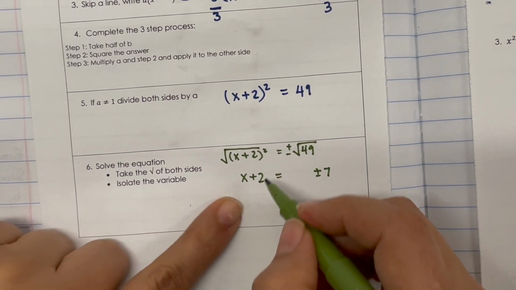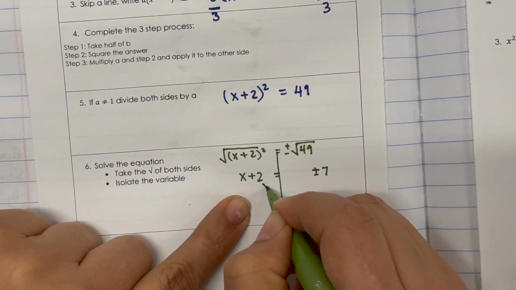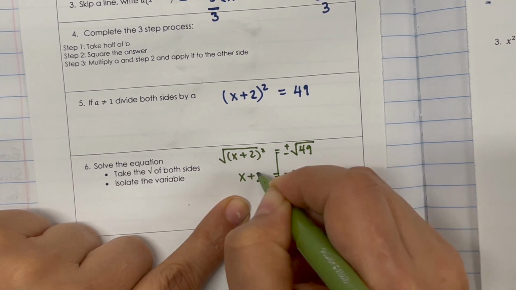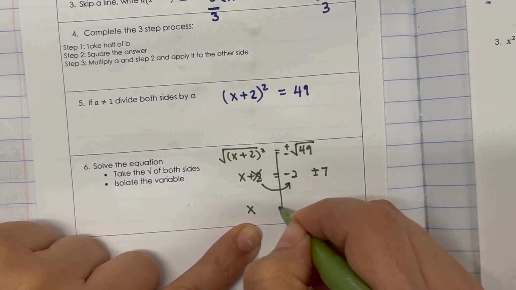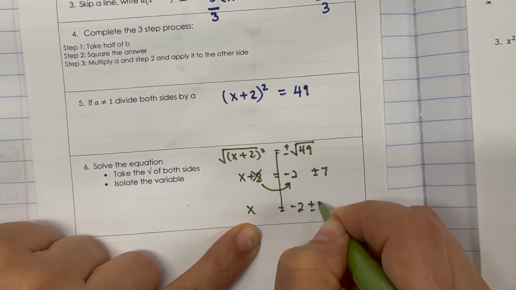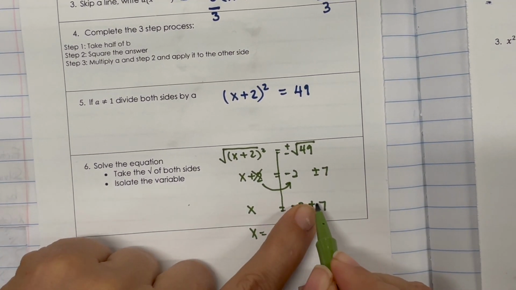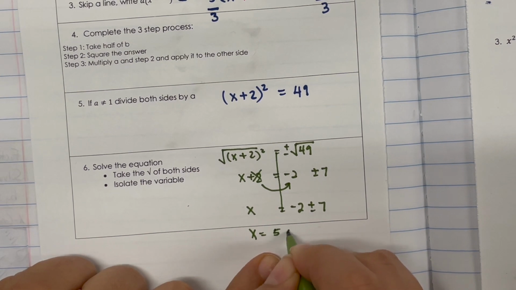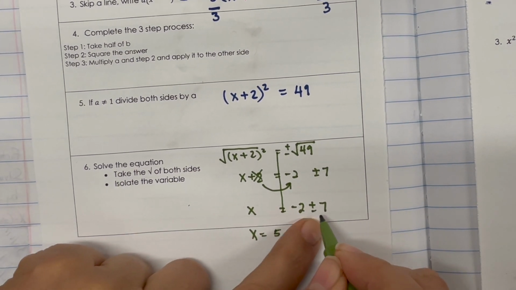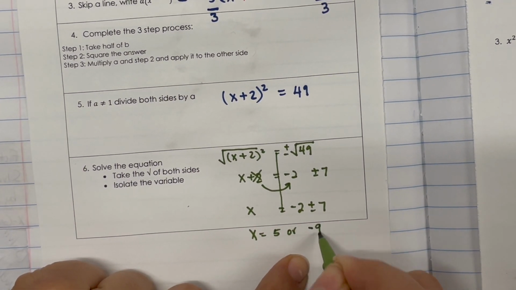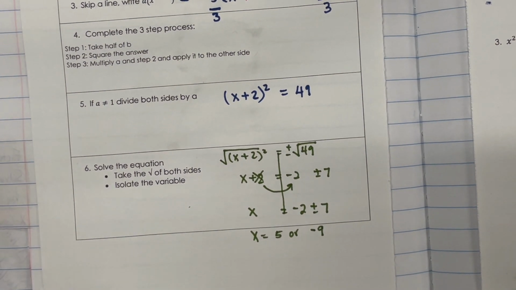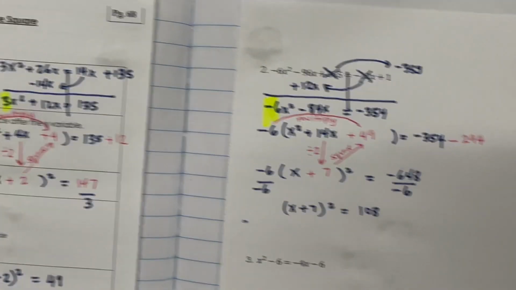All right, isolate the variable, so take the plus 2 to the other side. What's that going to become? Negative 2. Cross that out. So that's x equals negative 2 plus or minus 7. Let's go ahead and actually do it. So x is equal to negative 2 plus 7, which is positive 5, or negative 2 minus 7, which is negative 9. So those are my two answers. That's how you solve the equation. Complete the square, then solve the equation.